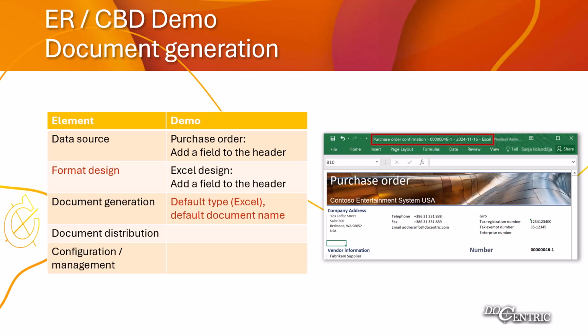If you want different document name or type or print destination, you will configure all of that through the combination of electronic reporting format and electronic reporting destinations, a topic we will cover next as part of the document distribution demonstration.